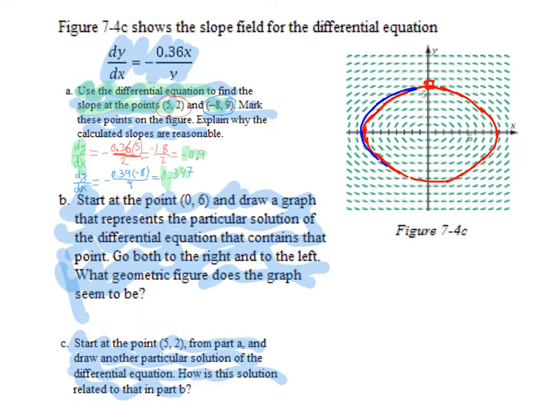Alright, so let's go ahead and mark it. So at 5.2, so 1, 2, okay, 3, 4, 5. At 5.2, right here, you have negative 0.9. That's very reasonable.